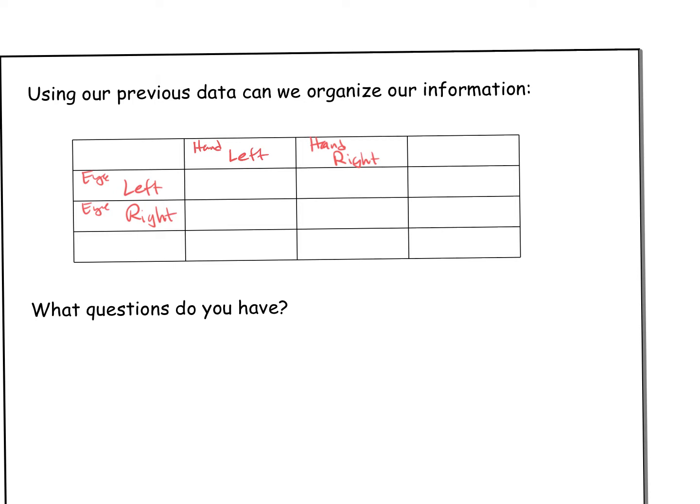Let's get some data for this. So that number in the bottom right is always the total that were surveyed. And then you could start to see within this chart how many are in both categories. And that's called a two-way table. We'll get into more detail with that.